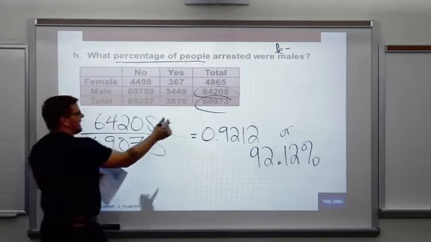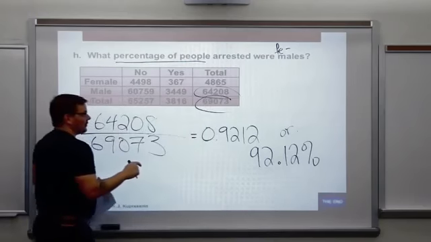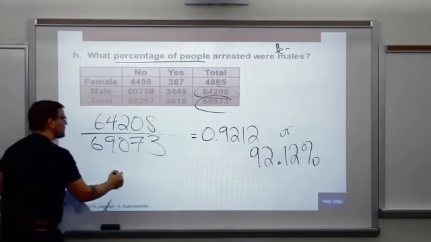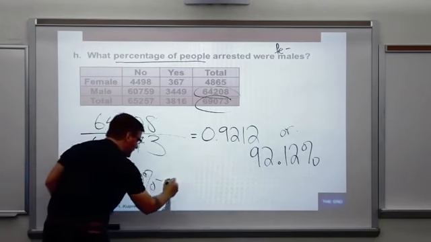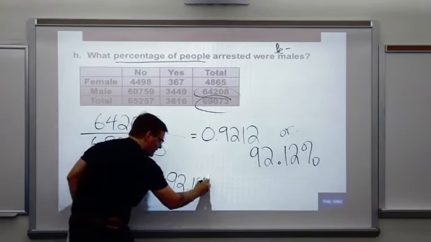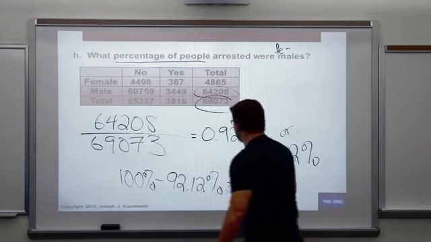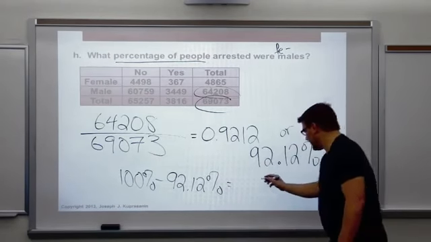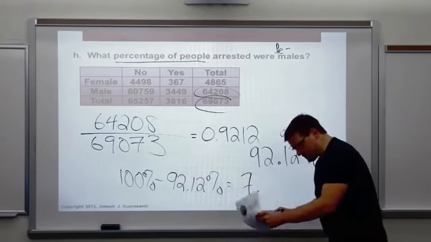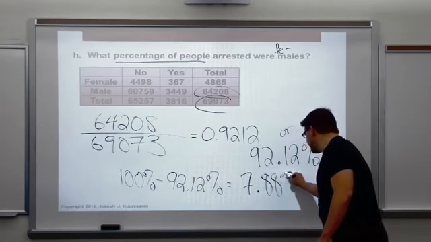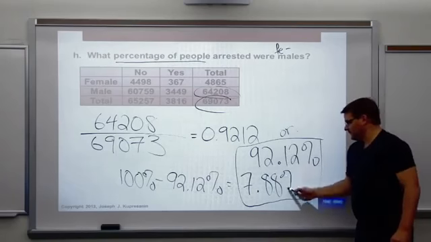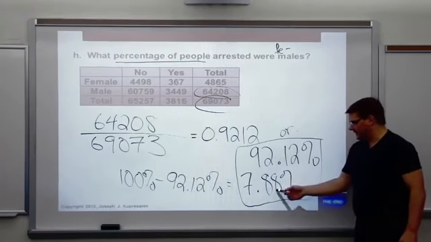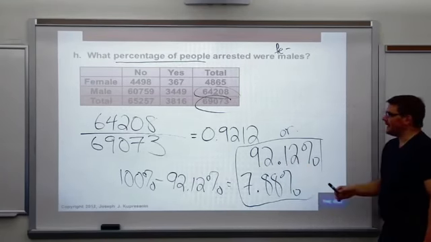You can either take 4,865 over the total, or you can just do 100%. So for part H, females would be 100% minus 92.12%. What's that leave us? About 7 point something. 7.88%. So if we look at these two combined, here's the female-male breakdown, females versus males.